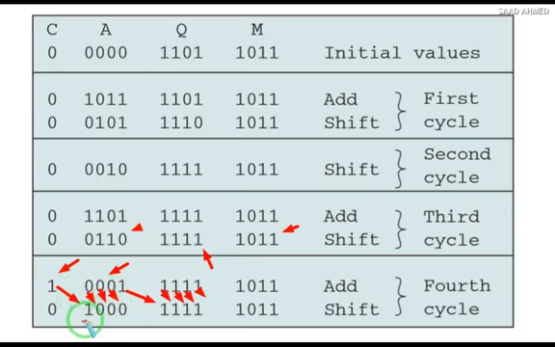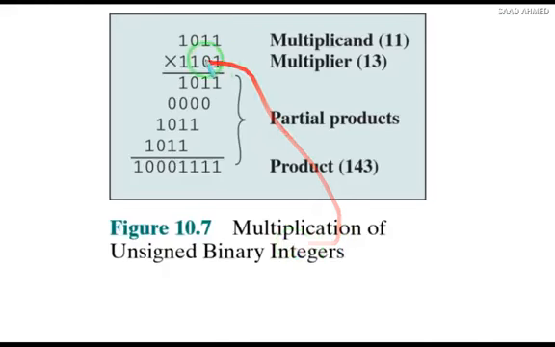So the final answer is 10001111, which is 8F. So the multiplication should be producing this result. Finally, if you look at this, this was the multiplicand, then the multiplier, then we have some partial products, and finally this was the answer we obtained. You can see that we have 1 0 0 0 1 1 1 1, which is 8F, and if you convert it, it is 143 in decimal. So 11 multiplied by 13 will give you 143.